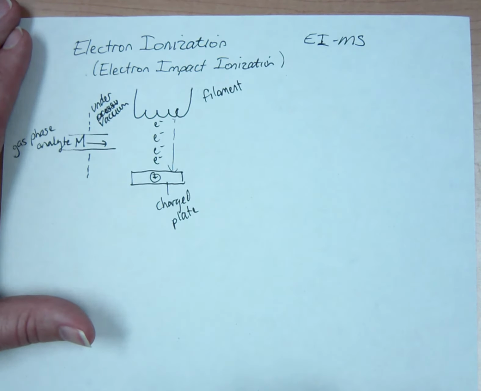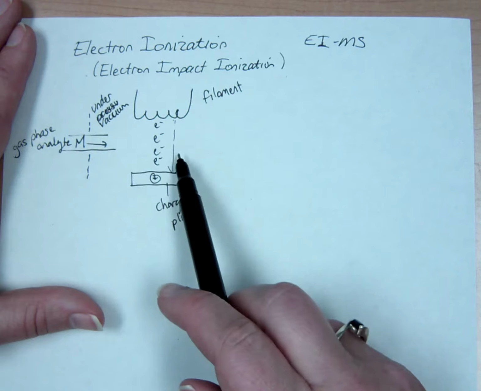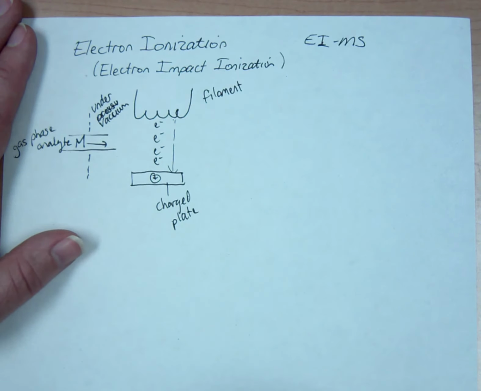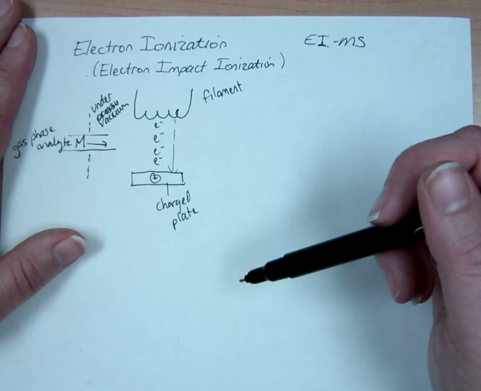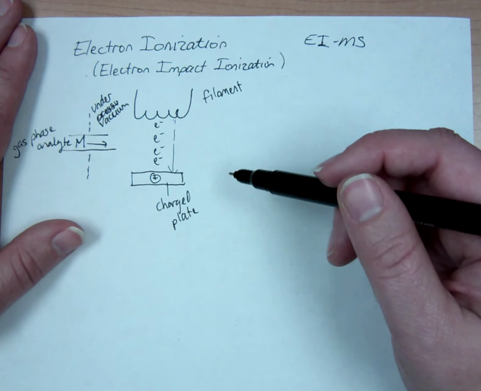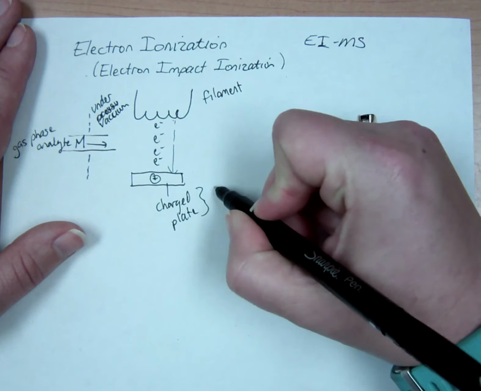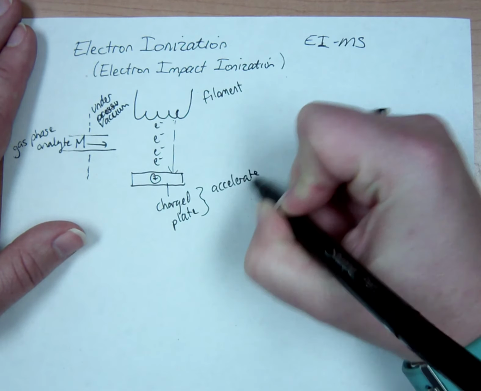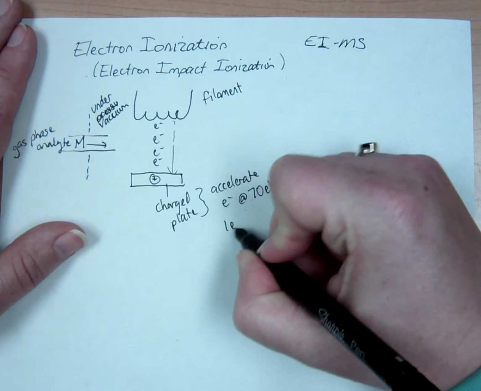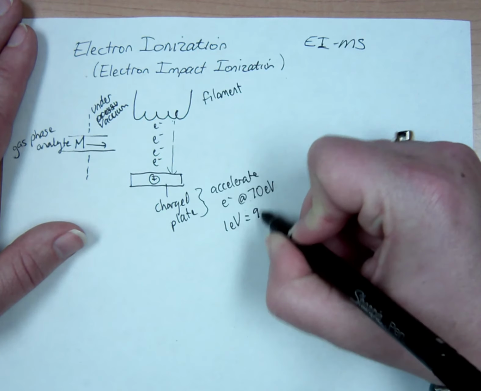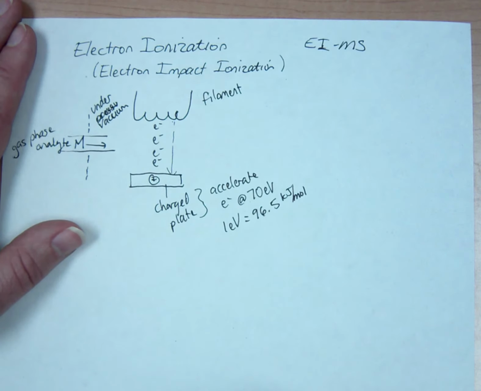Okay. So as this molecule passes through the electron beam, what happens? The charge on the plate is going to accelerate the electrons, and we're going to accelerate them at 70 eV, where 1 eV, an electron volt, is 96.5 kilojoules per mole. Okay, there's a lot of energy going on here.